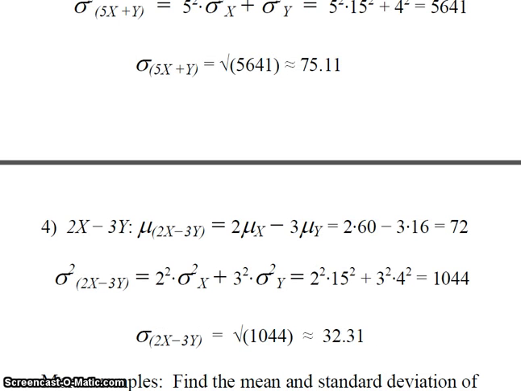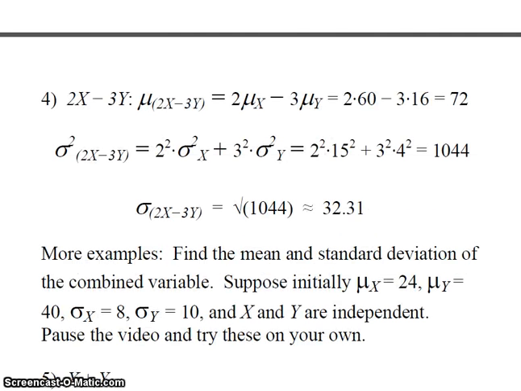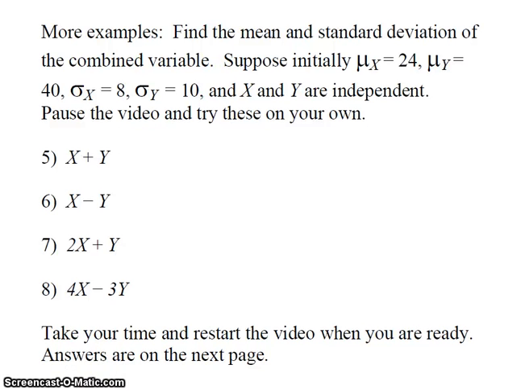And then a fourth example, 2x minus 3y. The mean is going to be 2 times the mean of x minus 3 times the mean of y. 2 times 60 minus 3 times 16 is 120 minus 48, or 72. The variance of 2x minus 3y is 2 squared times the variance of x plus 3 squared times the variance of y. And that works out to be 1,044, and the square root of that is the standard deviation, 32.31.